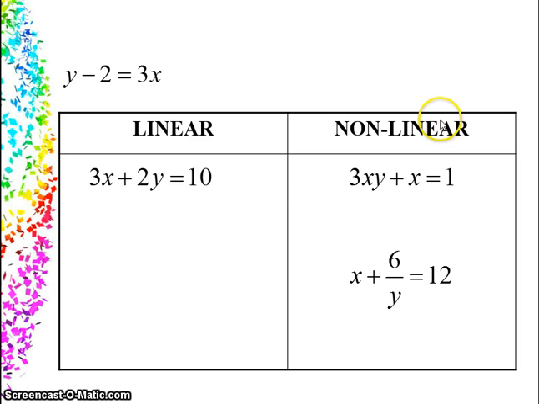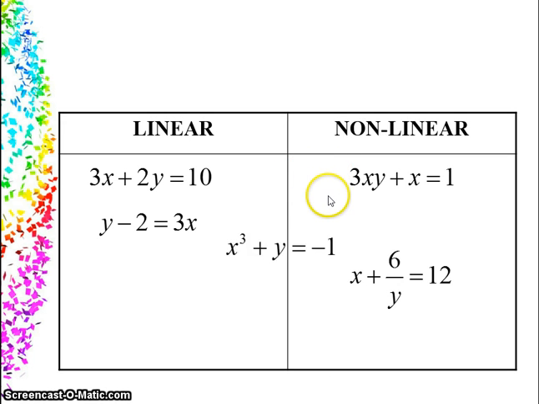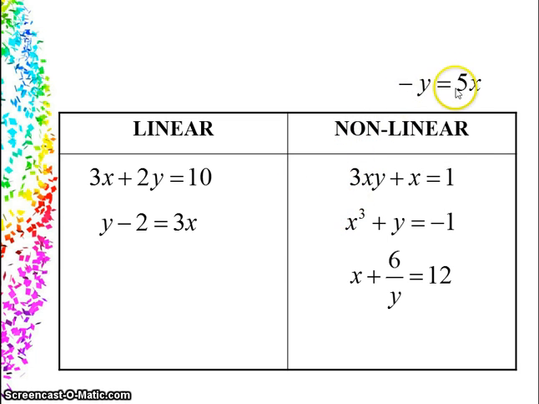What about y minus 2 equals 3x? This is linear because we have y equals x. We have no exponents, no absolute values, no square roots, no division of the variable. x and y are in separate terms, so this is a linear equation. What about x cubed plus y equals negative 1? This would be nonlinear because we get that cubic shape of our parent graph. And negative y equals 5x. Here we see y equals x, so this is a linear function.